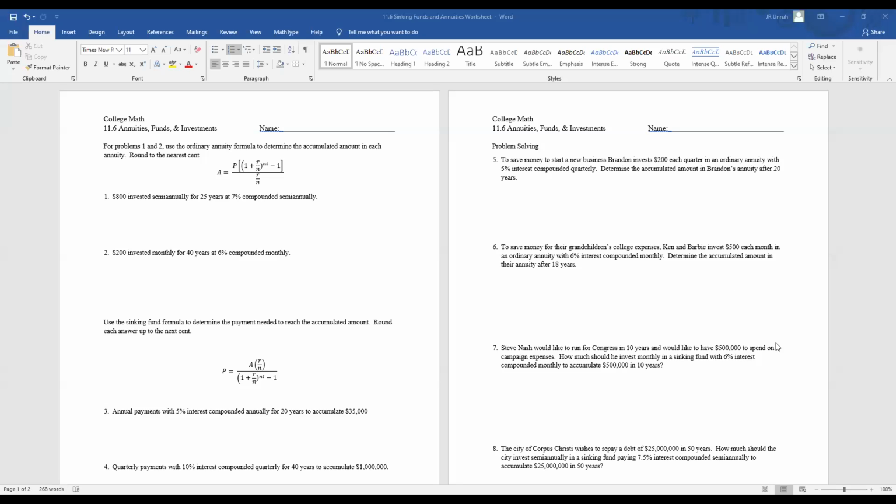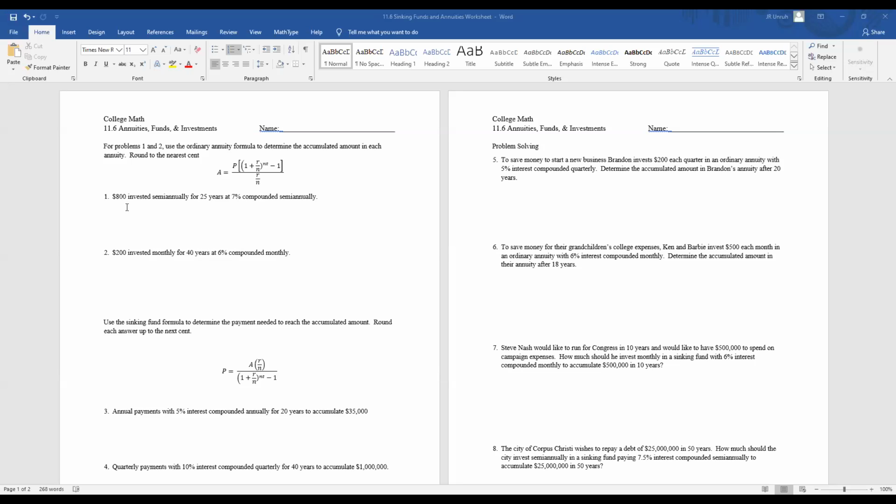Here is the 11.6 annuities, funds, and investments worksheet. I'm going to go through problems 1, 3, 5, and 7, and we'll see how they work. For problems 1 and 2, it says round to the nearest cent, and we give you the formula. A is equal to the principal times 1 plus the rate over n, number of periods, to the nt power, minus 1, all over r over n.